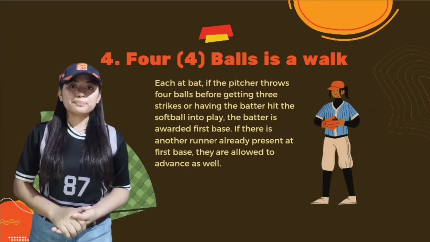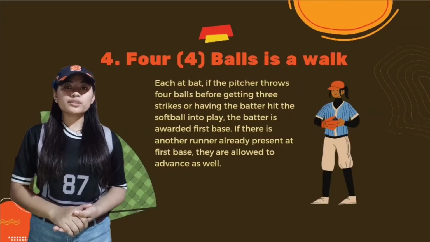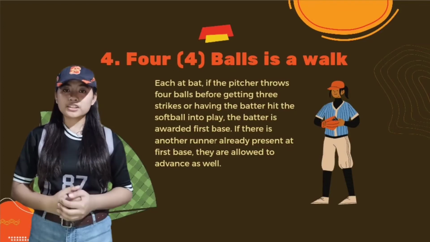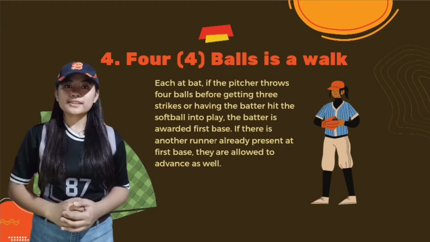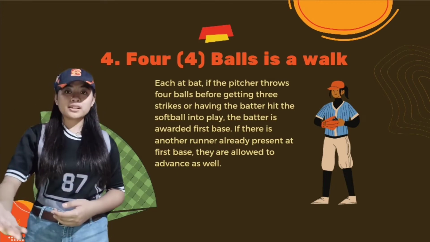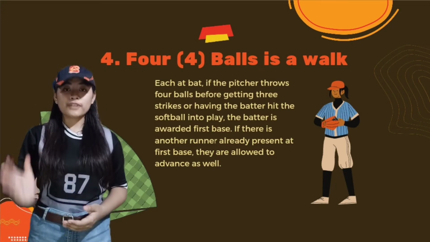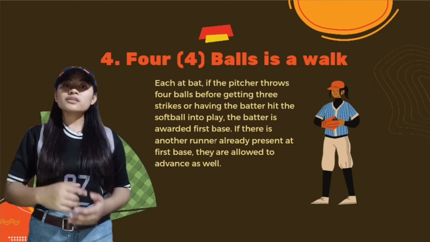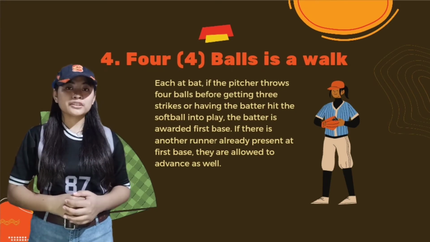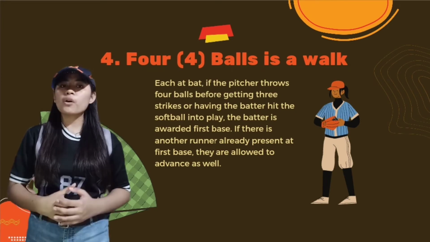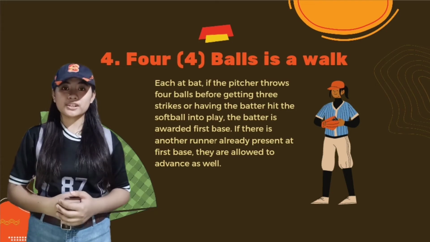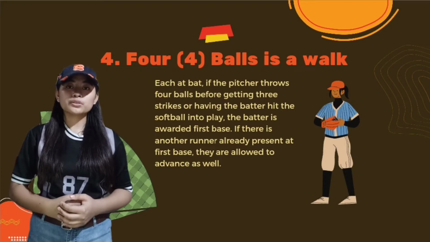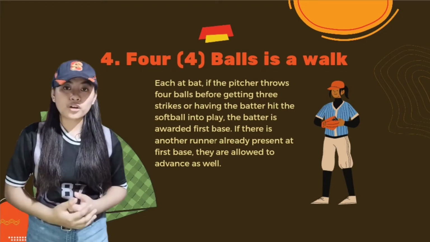Number 4. 4 balls is a walk. Each at bat, if the pitcher throws 4 balls before getting 3 strikes or having the batter hit the softball into play, the batter is awarded first base. If there is another runner already present at first base, they are allowed to advance as well. Balls are pitches thrown outside of the batter's strike zone. For pitchers, walks are never preferred and they usually mean longer at bats with more pitches. A walk is commonly also referred to as a base on balls.